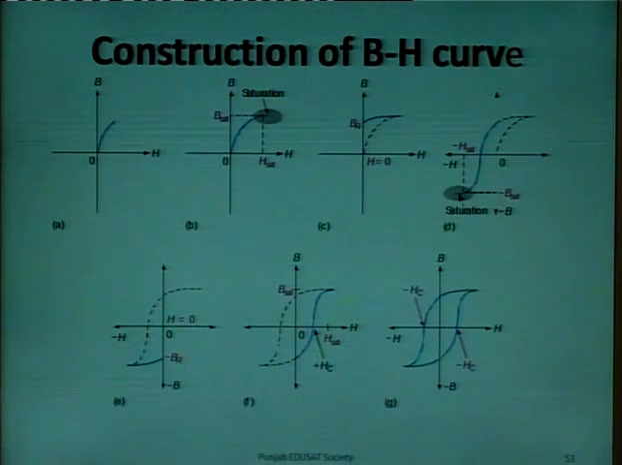So, this is the construction of the BH curve. It starts from here, from the 0 point. We will graph a plot between B and H. This is the saturation point, from where we come again to 0, as we can see in the next diagram. Then we come into the negative region in the second quadrant, then again we go upwards. So, this is the final construction of the BH curve.